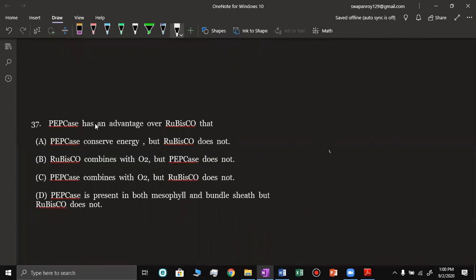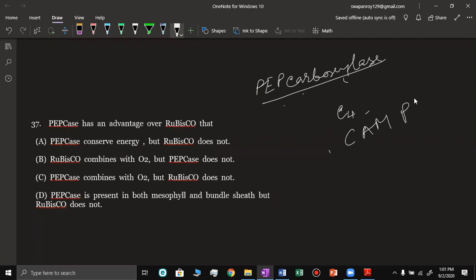Okay, next question. PEPCase means PEP carboxylase. In brief, it is PEP carboxylase, which is found in C4 plants and also in CAM plants. All right. PEP carboxylase is absent in C3 plants.